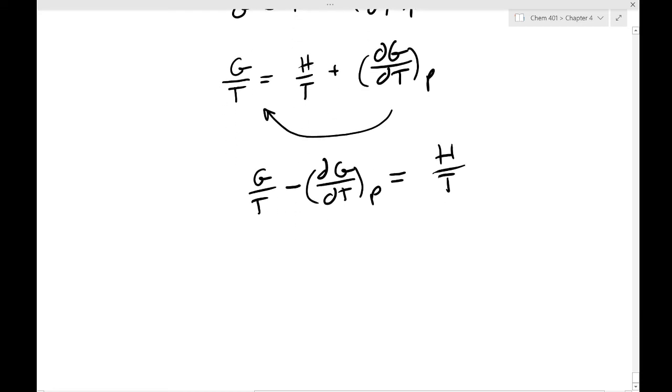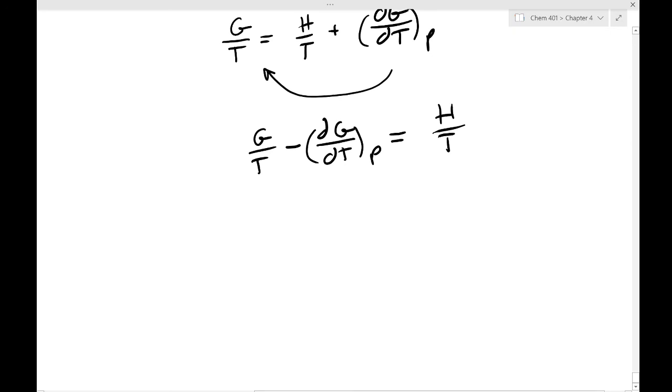Now the next part of this derivation is going to get a little weird. I'm actually going to look explicitly at this part here, this G over T, more closely.